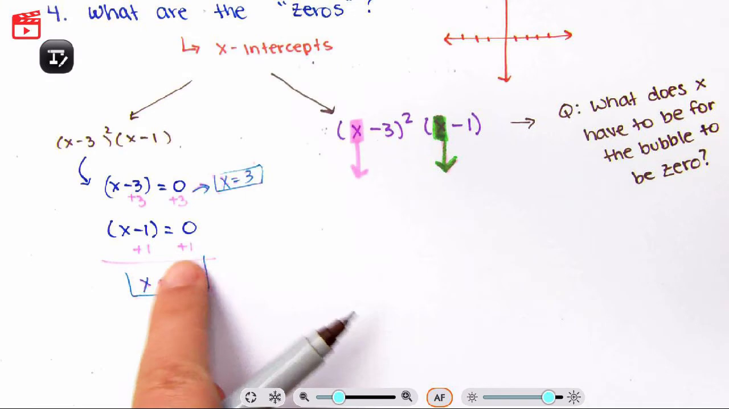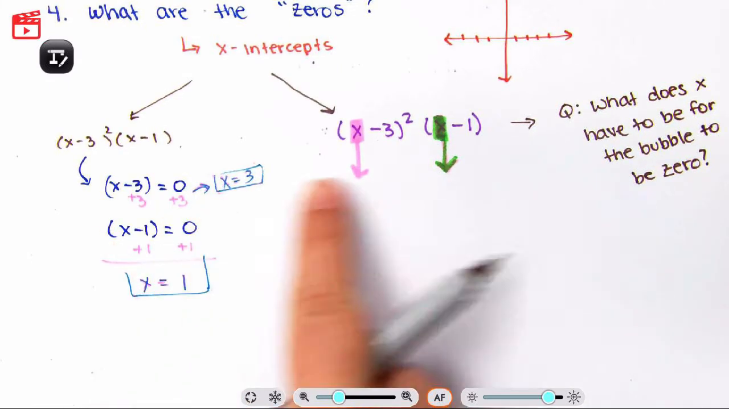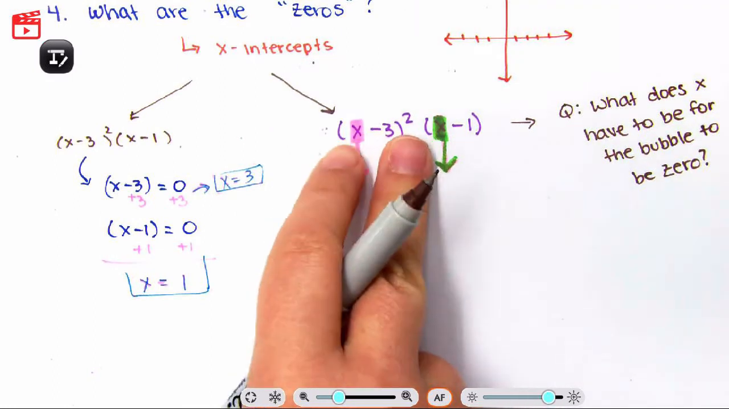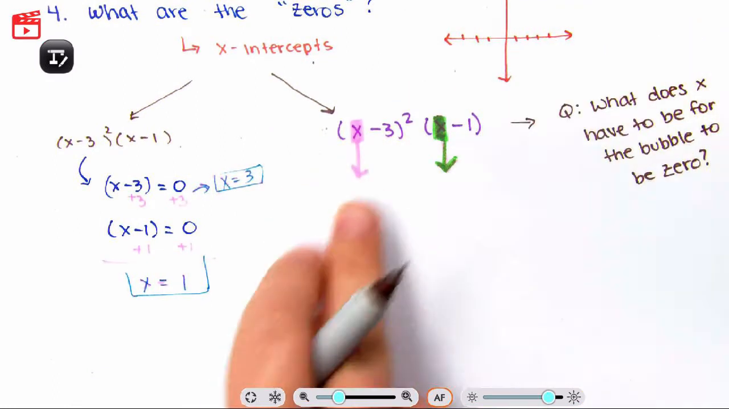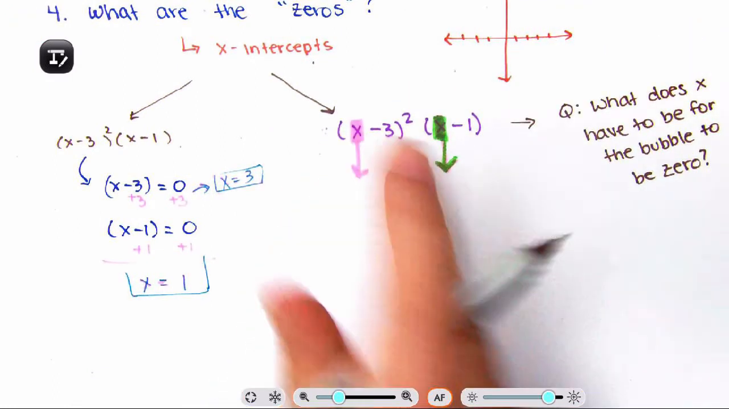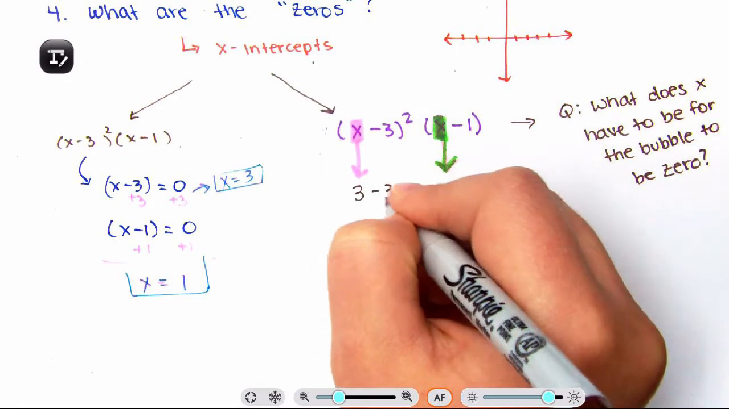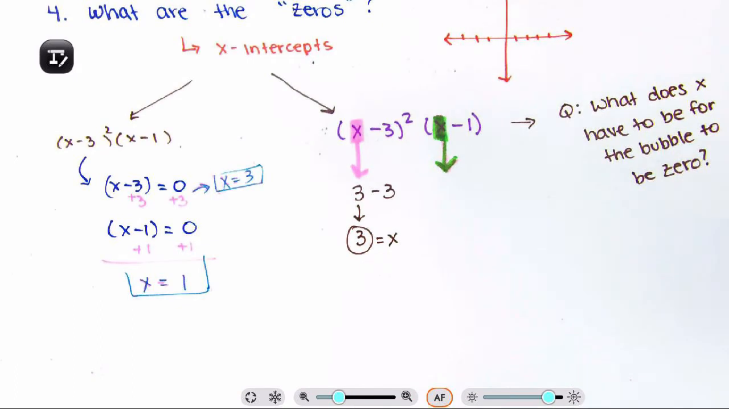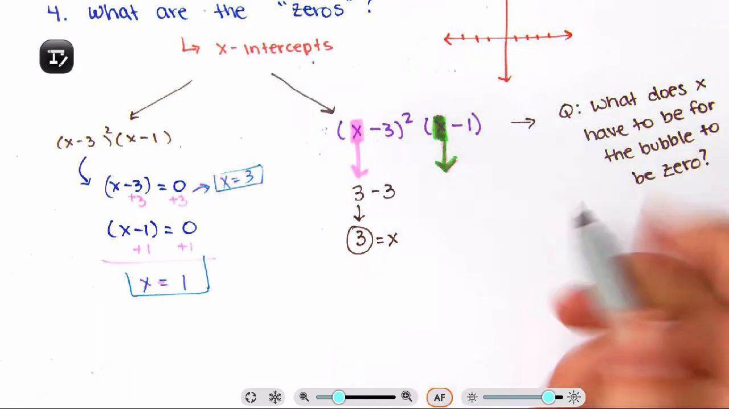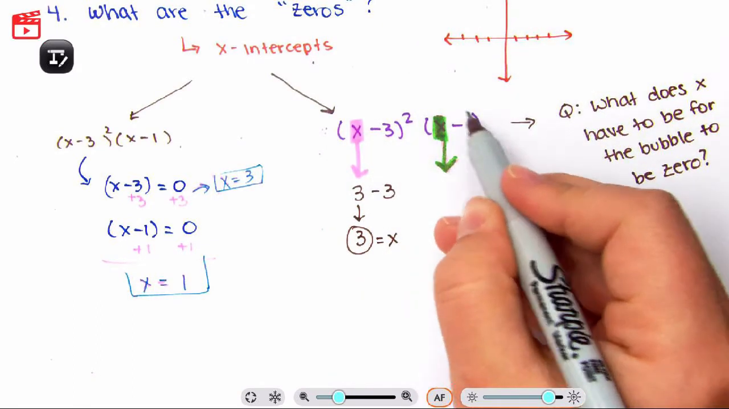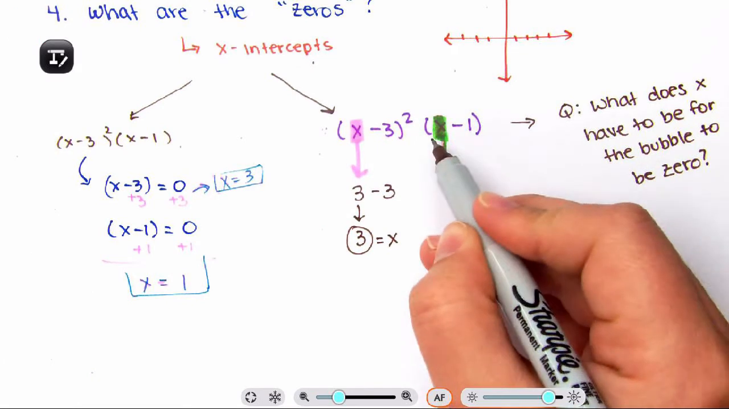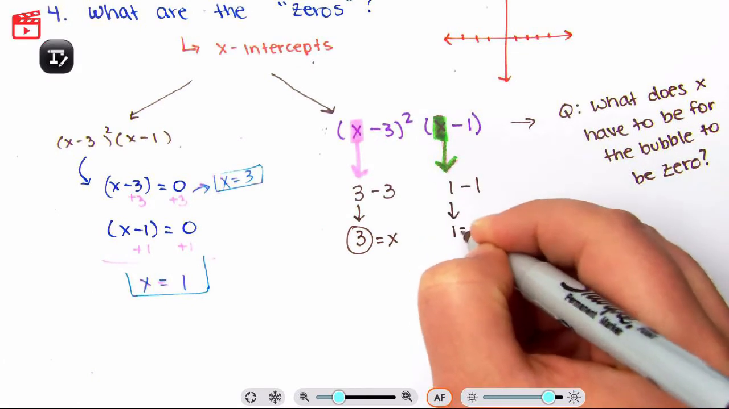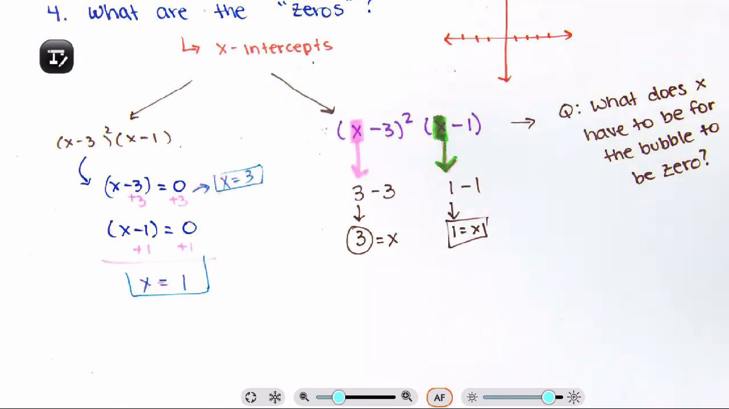Ultimately, we're doing this, but we're doing this in our head. So if I have a minus 3 here, what does x have to be in order for this bubble, don't worry about the squared, just the bubble, to be 0? Well, if I have 3 minus 3, so that means x is 3, and that is my 0. Again, here, what does x have to be in order for this bubble to be 0? I have x minus 1, so if I have 1 minus 1, that means my 1 is my 0.